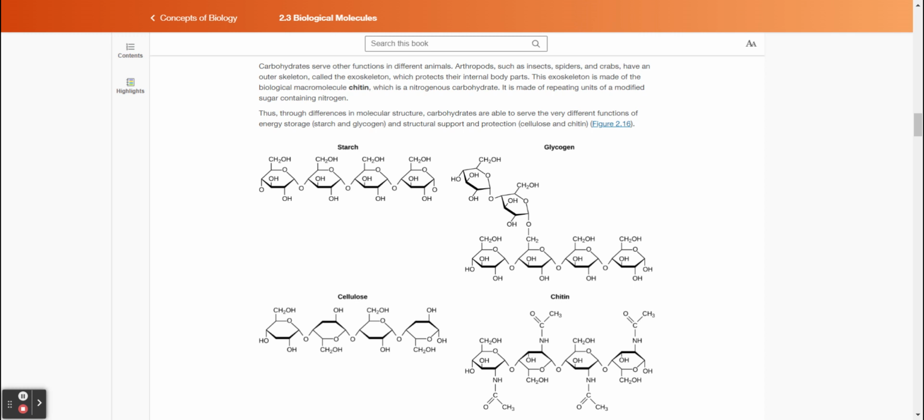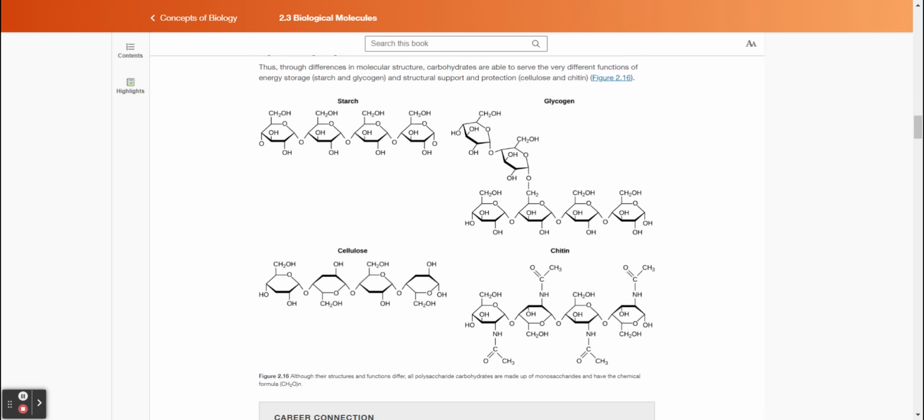Carbohydrates serve other functions in different animals. Arthropods, such as insects, spiders, and crabs, have an outer skeleton, called the exoskeleton, which protects their internal body parts. This exoskeleton is made of the biological macromolecule chitin, which is a nitrogenous carbohydrate. It is made of repeating units of a modified sugar containing nitrogen. Thus, through differences in molecular structure, carbohydrates are able to serve the very different functions of energy storage, starch and glucose, and structural support and protection, cellulose and chitin.